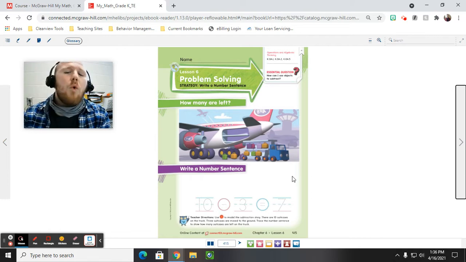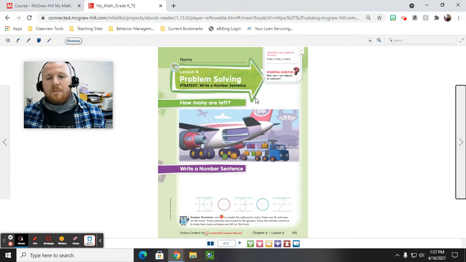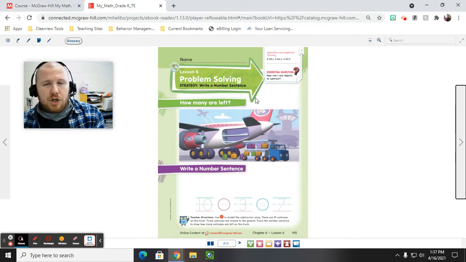We are on page 415 in your books. This should be in volume 2 that we're working on these. So hopefully you have that book. You should. If not, you know where to get it. So let's just look at this problem. It says, how many are left? Write the number sentence. Well, they have the number sentence down here, but what's the story?